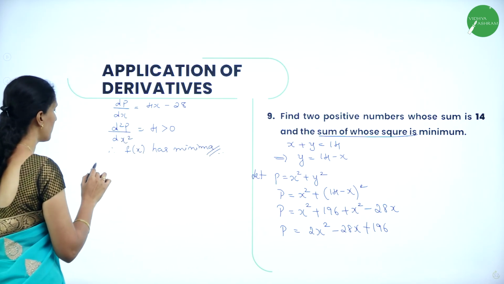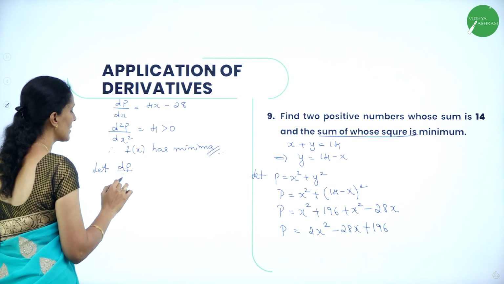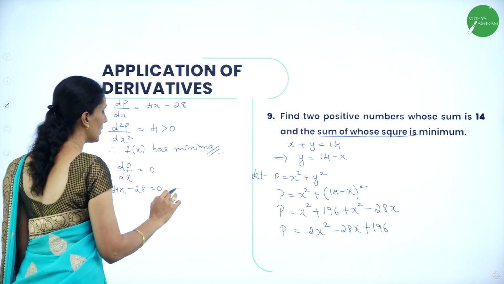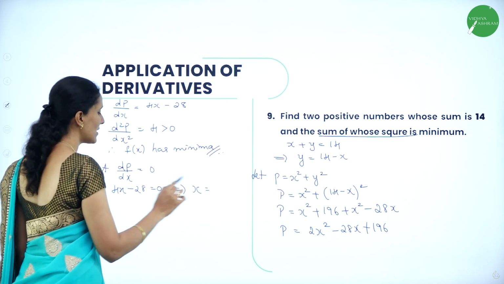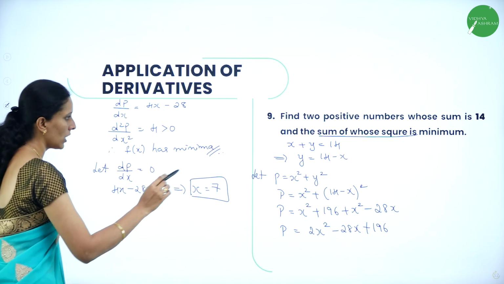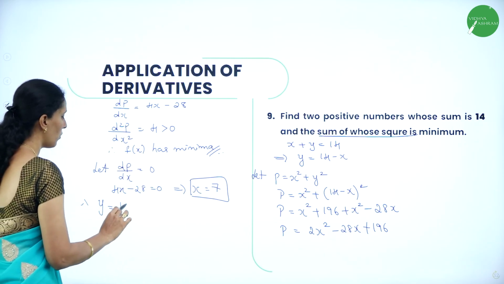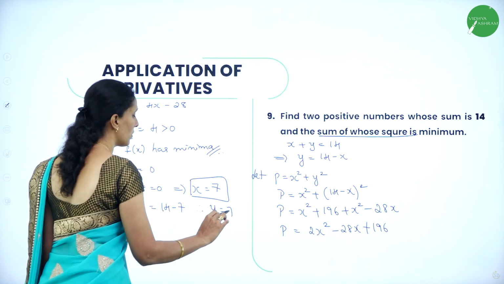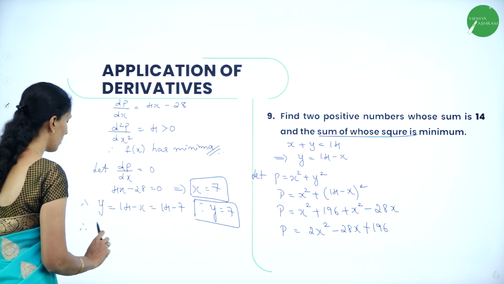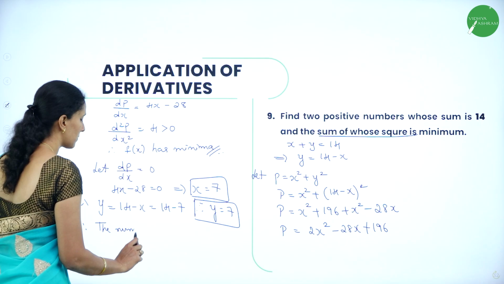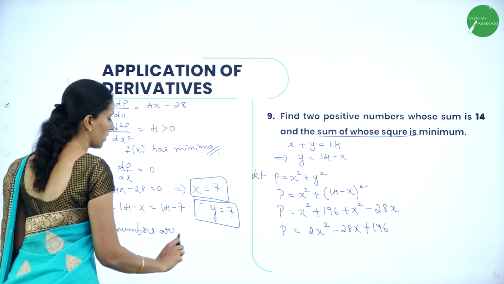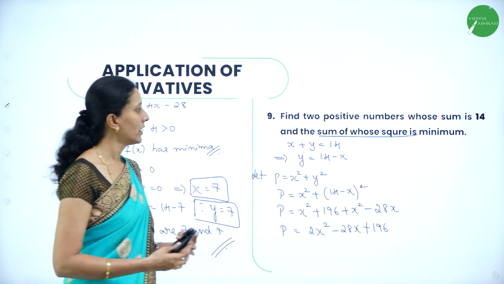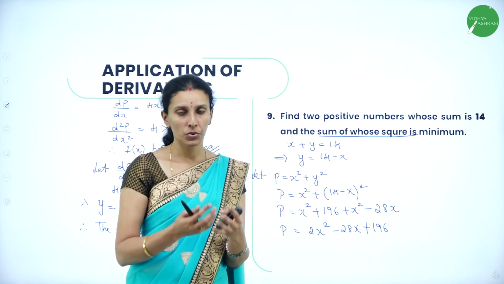So now let dp by dx is equal to 0. That is 4x minus 28 is equal to 0. This implies x is equal to 28 by 4, that is 7. So x is equal to 7. Now we have y is equal to 14 minus x, which is 14 minus 7. So therefore we got y is equal to 7. So therefore the numbers are 7 and 7.